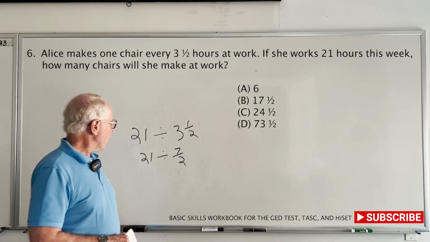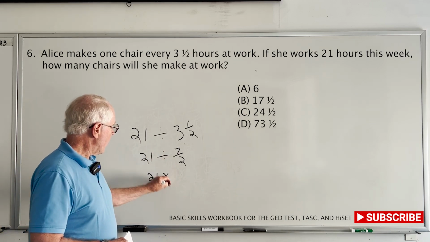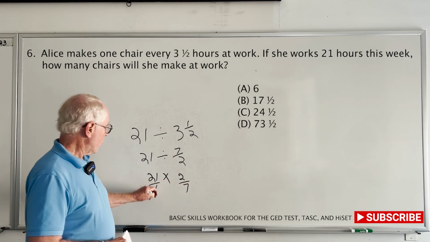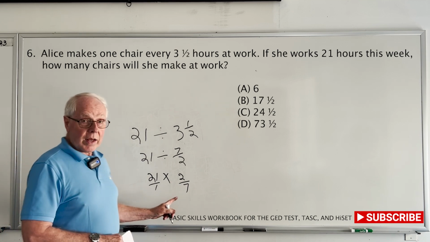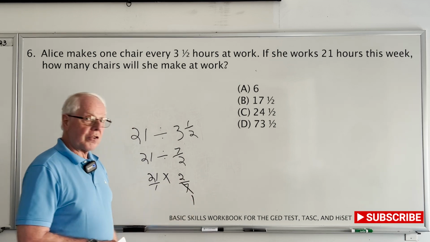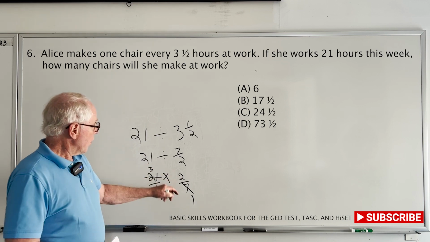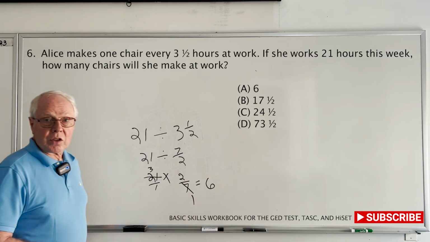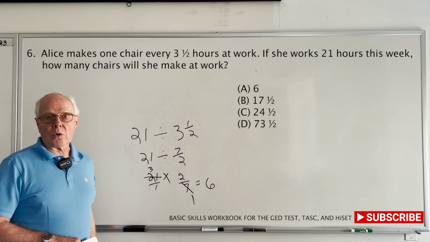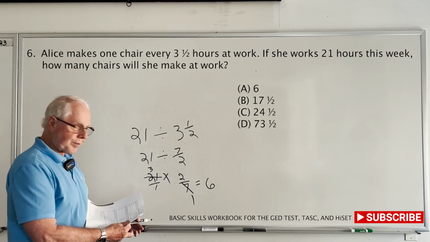Okay, and as we mentioned the last time, dividing by 7 over 2 is the same as multiplying by 2 over 7. Put that 1 there just so they both look like fractions. And here we catch a break again with canceling because 7 goes into 21. 7 goes into 7 once. 7 goes into 21 3 times. 3 times 2 is 6. In 21 hours, she can make 6 chairs, with each chair taking her 3.5 hours. Okay? All right.